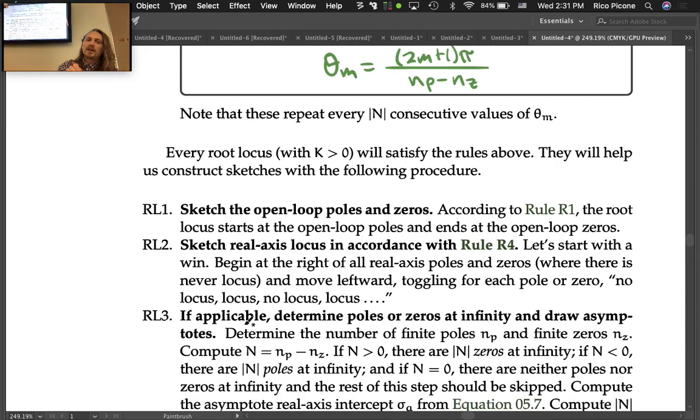This procedure is using this RL numbering. Root locus procedure step 1, RL1: sketch the open loop poles and zeros. Since the root locus starts at open loop poles and ends at open loop zeros, it's a good place to start our sketch. We know our starting and ending points. Step 2: sketch the real axis locus in accordance with rule 4. This is a nice win. Let's get this out of the way quickly. Let's just walk down the real axis, no locus, locus, no locus, locus, etc., and we'll go from there.